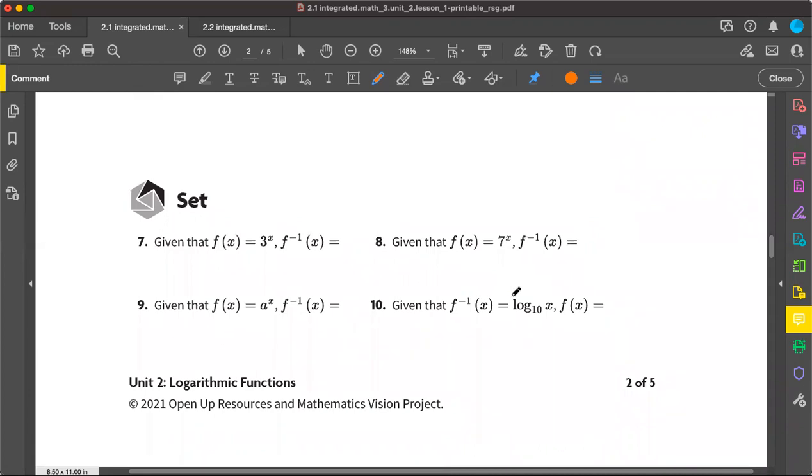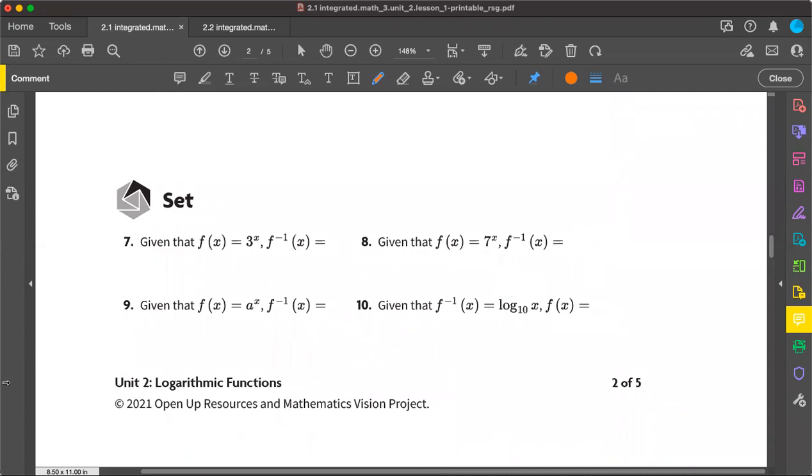Hope that was cool for you. This is going to build off of what we have seen previously in Unit 1. We saw that if we have an exponential function, let's say it's f of x, what's that inverse function going to be? What kind of function is the inverse of an exponential function?